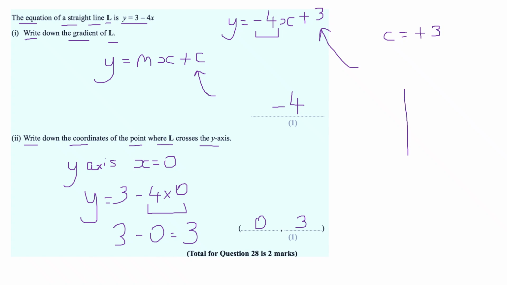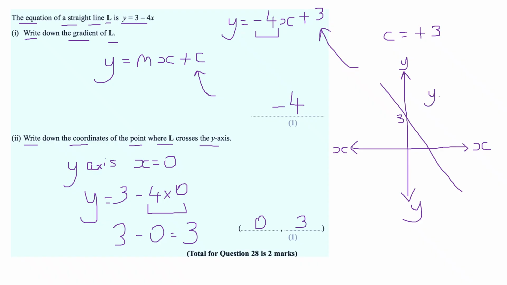Now, if you're wondering what this looks like as a rough sketch, which is an added bonus, it is going to look something like that. Again, it's not perfect, I haven't got a ruler, so please forgive me. That is the x-axis, that's the y-axis. It's got a negative gradient, so it's got gradient minus 4, so it's going to be sloping down, but that is a rough sketch of the straight line equation of L, in the form y is equal to 3 minus 4x.